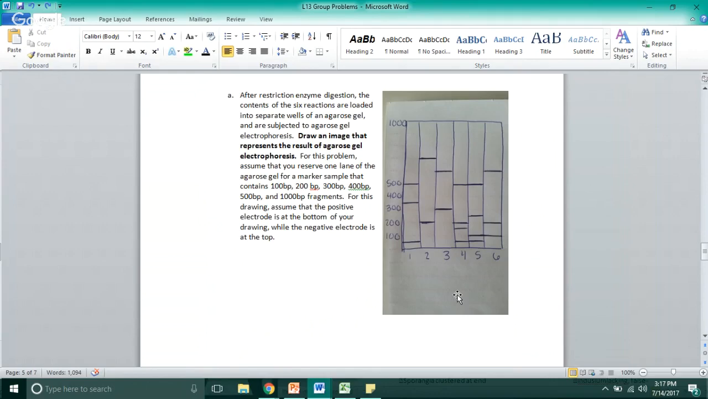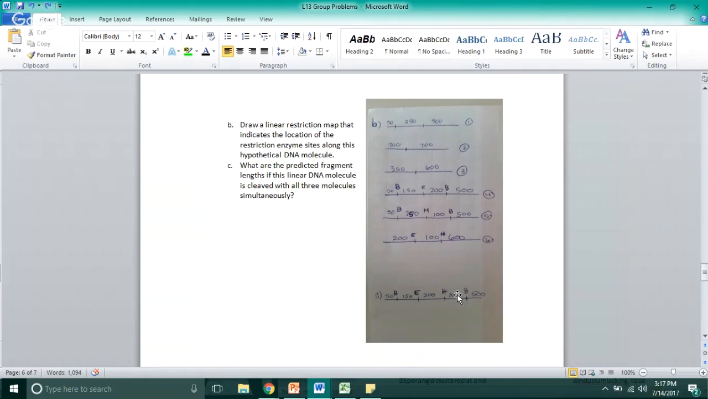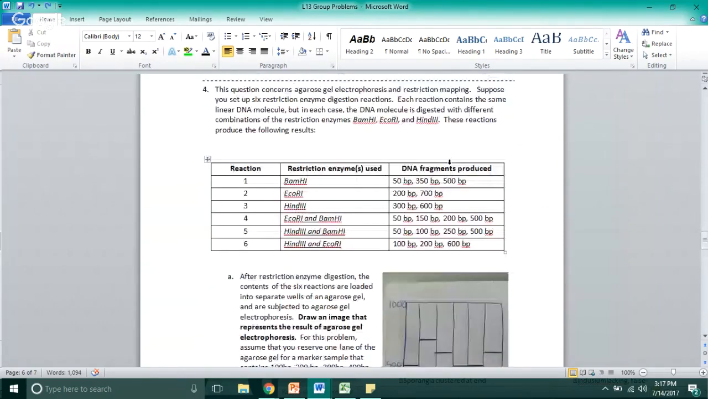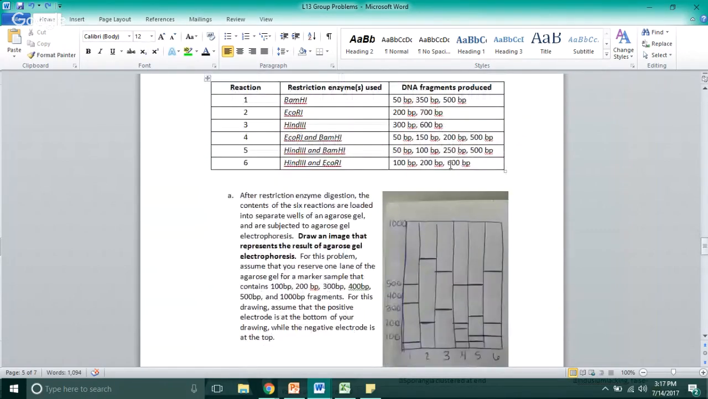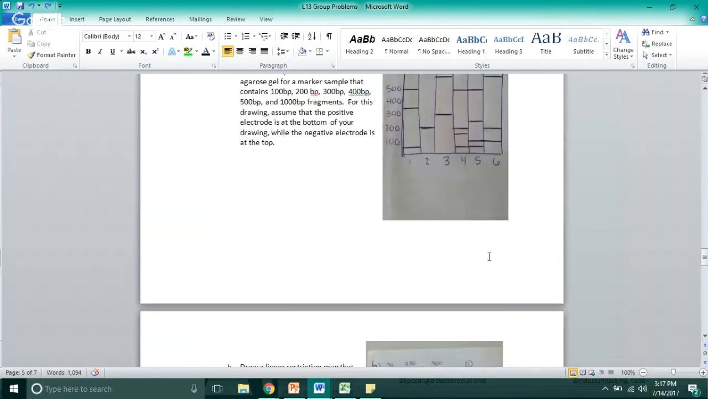Then for B, it says draw a linear restriction map that indicates the location of restriction enzyme sites along the hypothetical DNA molecule. So for B, it's using the same numbers as in that chart. So these numbers, but you're drawing it on a linear map. So you'll get something like this for B. So 50, 350, 500, and so on and so forth. But once you get to the fourth one, that's when it starts to get a little trickier.